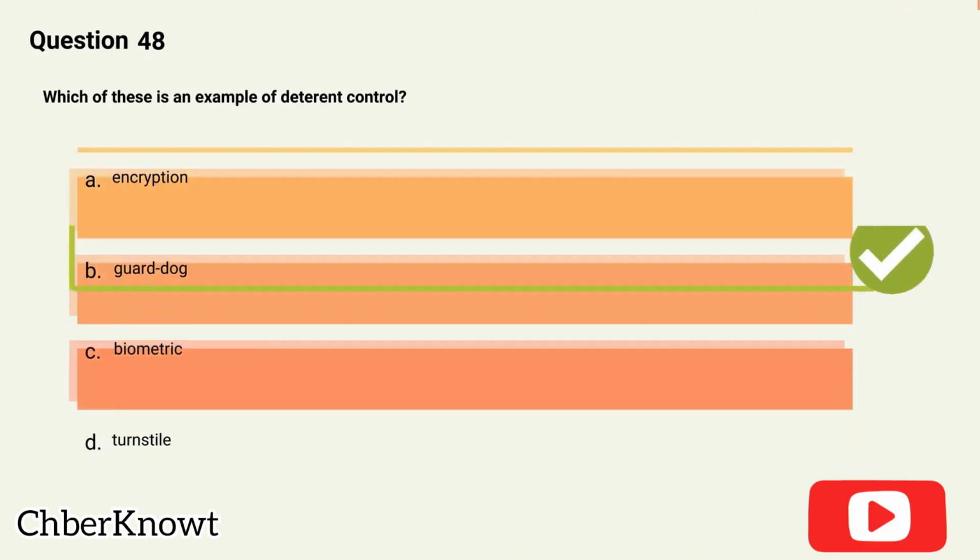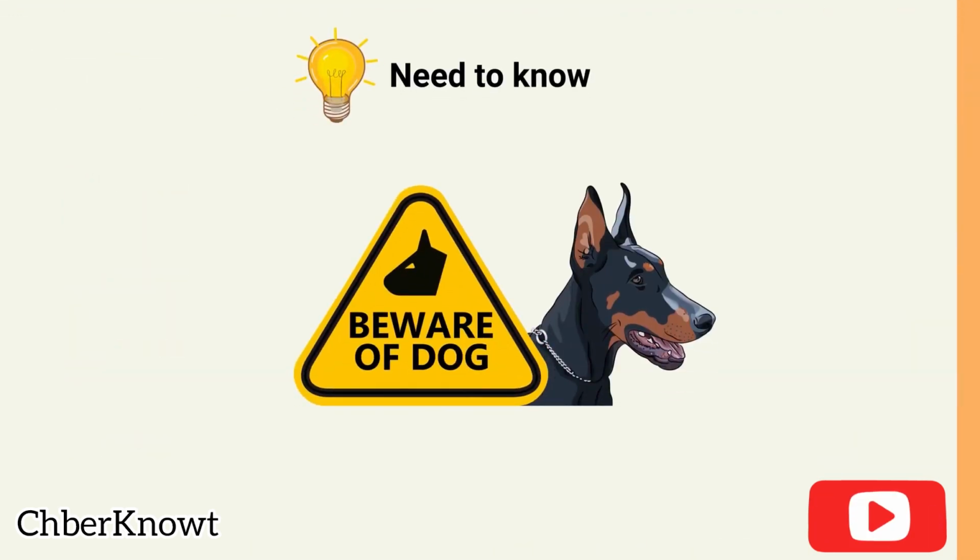Guard dog. Explanation. Deterrent controls are a type of security measure designed to deter or discourage unauthorized access or behavior. They are intended to make it more difficult or risky for an attacker to attempt to gain unauthorized access to a resource or system. Examples of deterrent controls include security cameras, motion sensors, alarms, warning signs, and guard dogs.